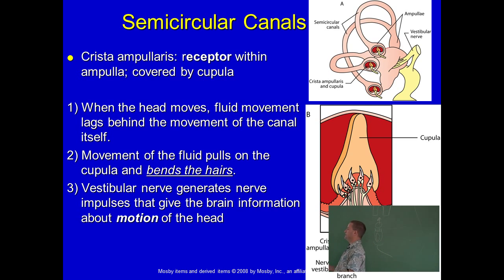But what happens is this animal rotates its head this way or that, fluid is going to rush through these canals and it's going to bend the cupula one way or another. When it bends the cupula this way or that way, it's going to cause nerve impulses to be fired off in the afferent sensory neuron. So it's going to give that animal an idea of rotation.